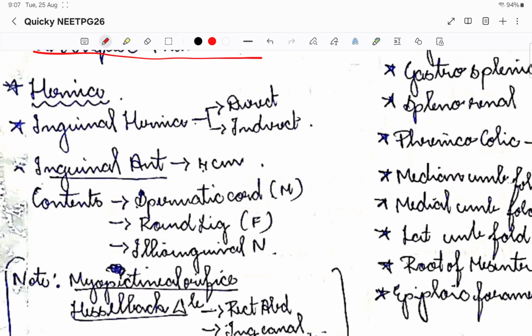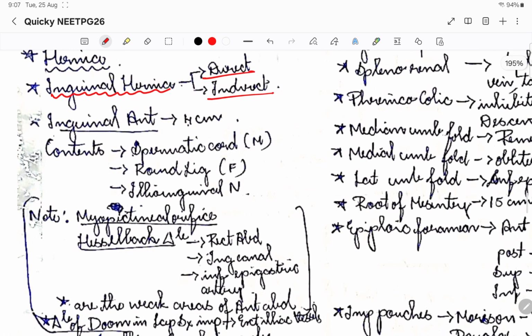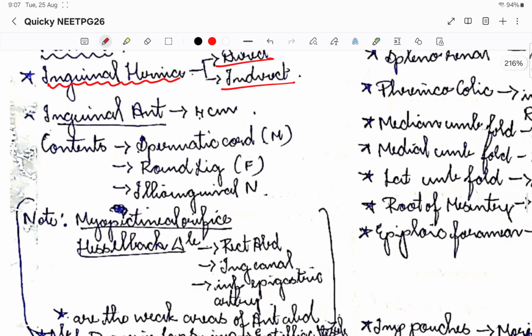There are many types of hernia, but in inguinal hernia there are two types. There is also femoral hernia and others. Basically, hernia means the abdominal content is coming out through a weak abdominal wall. In inguinal hernia there are two types, direct hernia and indirect hernia. So let us see the inguinal anatomy.